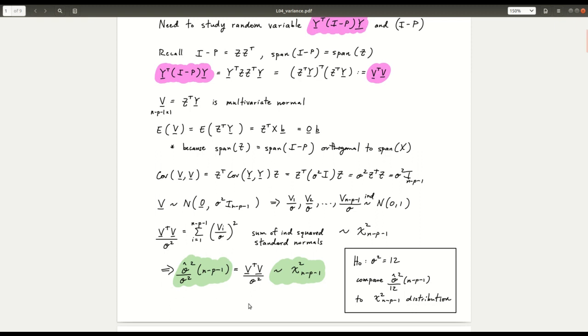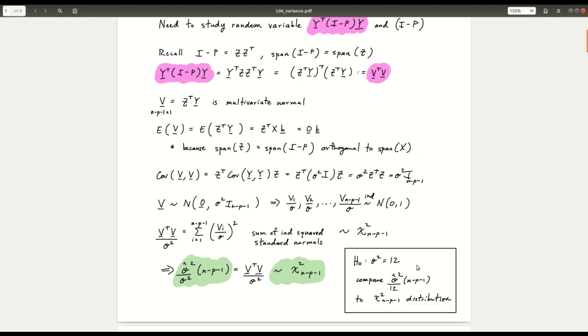So, for example, if you wanted to do a hypothesis test for sigma squared equals 12, I'm just picking a number, we form our statistic, which is going to be sigma hat squared divided by the hypothesized value of sigma squared multiplied by n minus p minus 1. Under the null hypothesis, this thing has a chi-squared distribution with n minus p minus 1 degrees of freedom. And so you just have to take this thing and compare it to this chi-squared distribution.